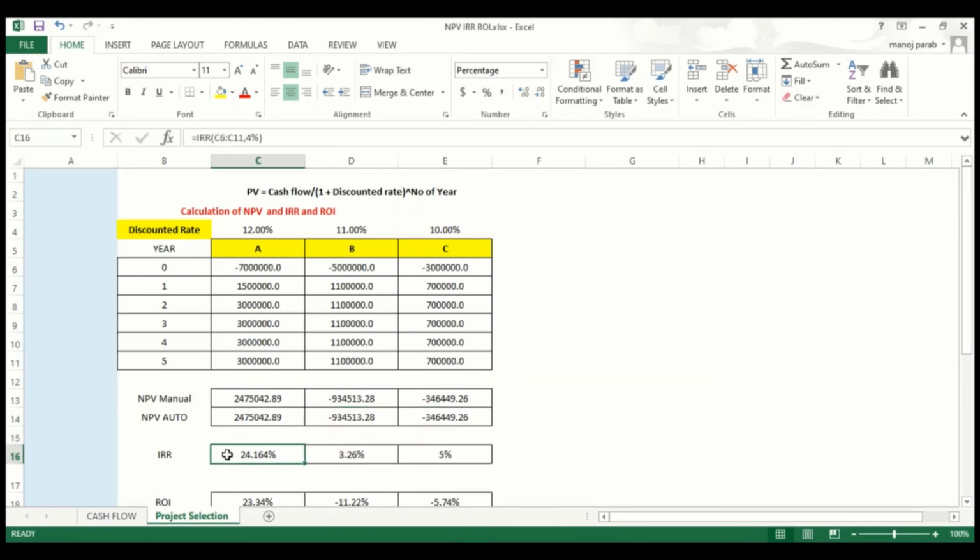Now here is IRR. What is the formula for IRR? IRR, and C6. Here we have taken the complete range including the investment, so all the positive and negative values will be there. And this is the rate of interest. It is a random number. You can give any number, because Excel requires some number to start with. If you don't give one also, it will work. This is how the IRR is calculated.